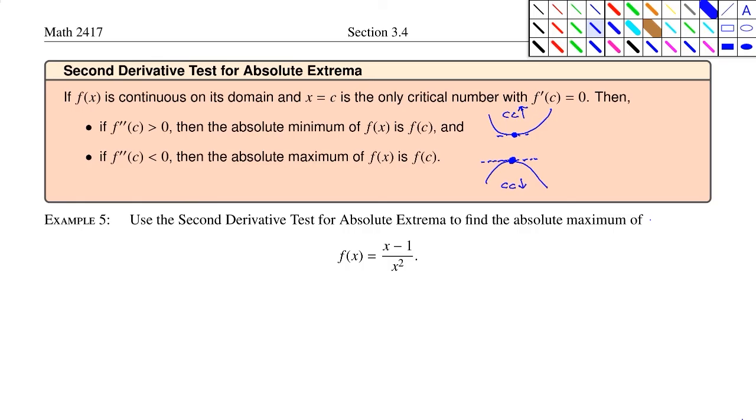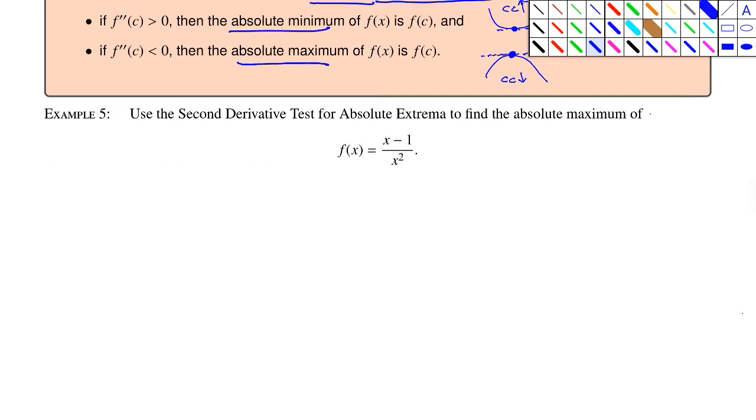So what's changed is the fact that we only have one critical value at x equals c. So we have uniqueness of the critical value, and that upgrades its status from being a relative min or relative max to being an absolute min and an absolute max. And that's the difference. So if you only have one critical value and you use the second derivative test, then that produces an absolute min or an absolute max.